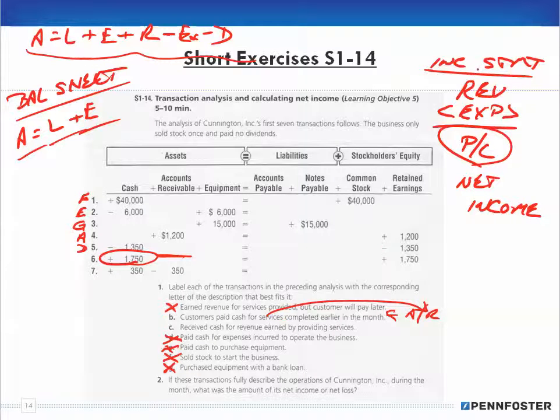Revenue earned is sales. Sales is on our income statement, which increases our profit or loss. And this is just like number 4, okay? Since we're increasing our revenue, we're increasing our retained earnings by $17.50. So 6 has to be letter C.